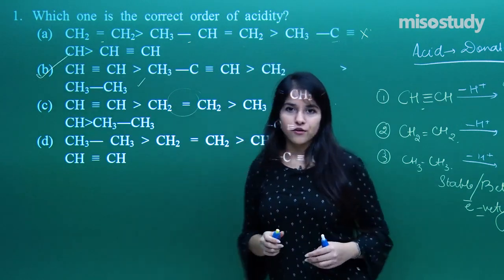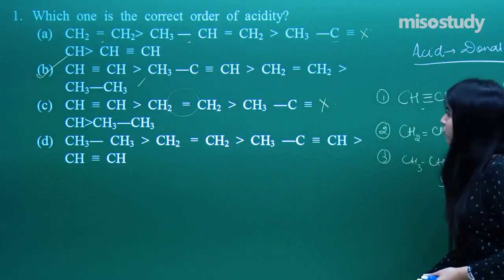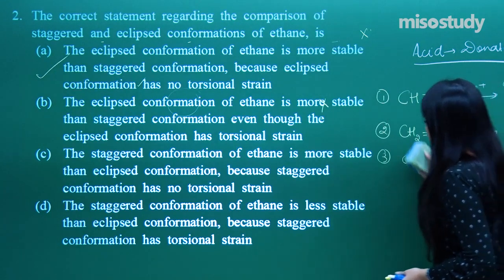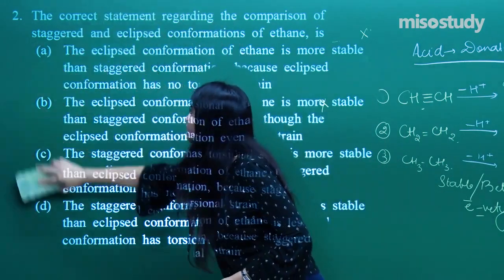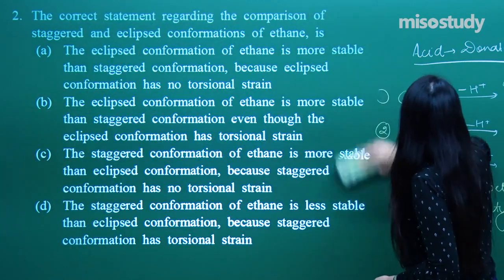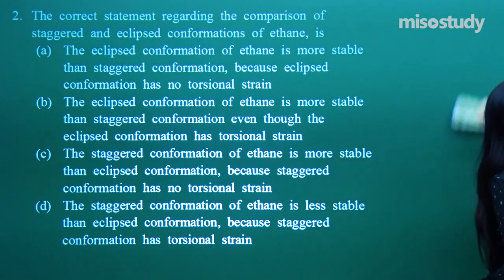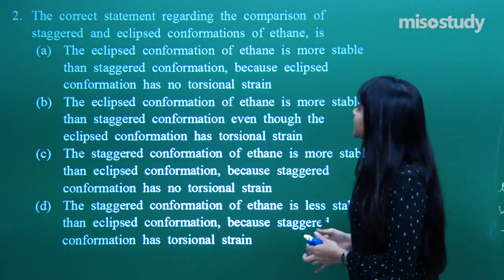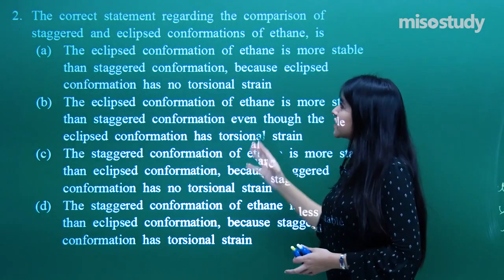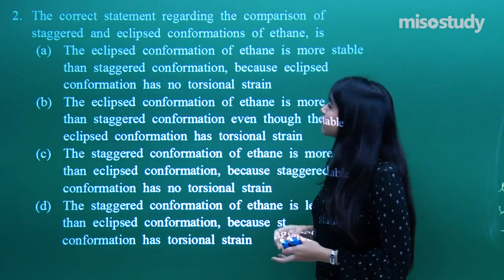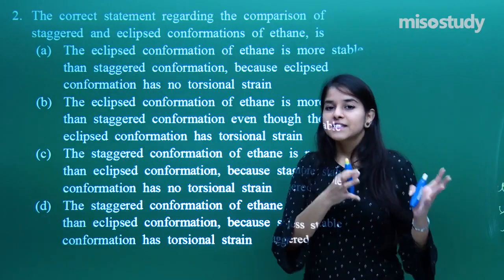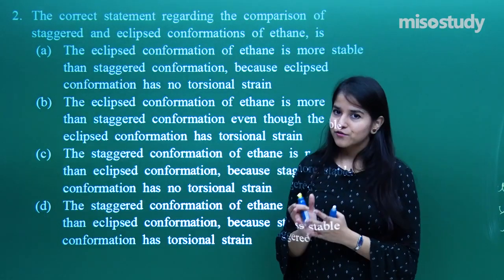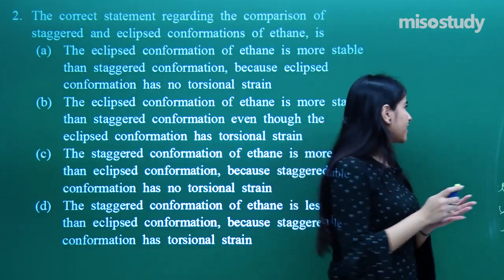I hope you all have followed the idea. Let's quickly move on to the next one. It's a pretty easy question. You need to just analyze all the options. There is not much work to be done over here. The question asks for the correct statement regarding the comparison of staggered as well as the eclipsed conformations of ethane. We all know how to form them, so let us quickly draw them.